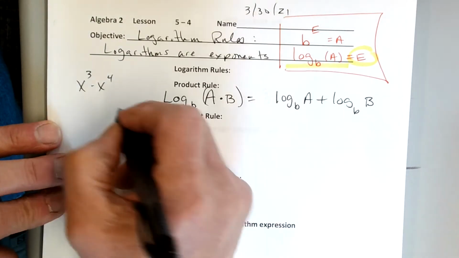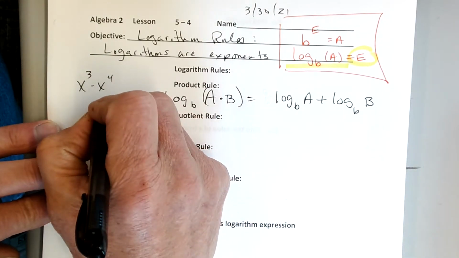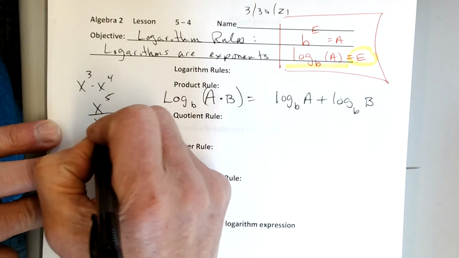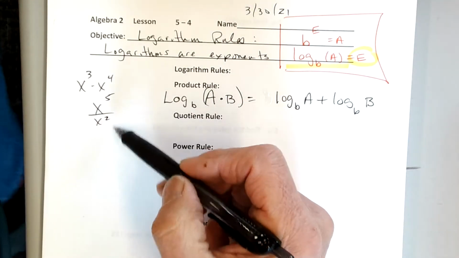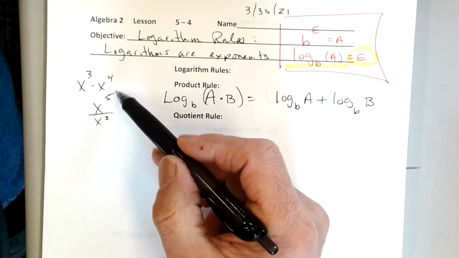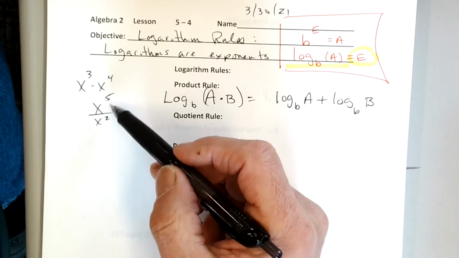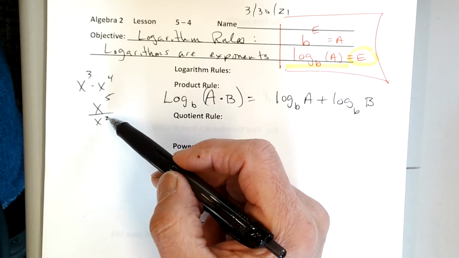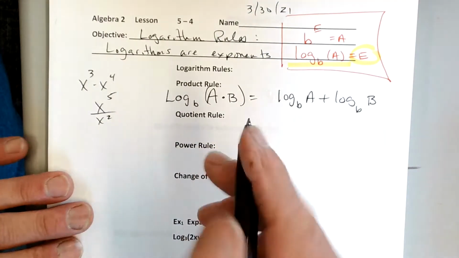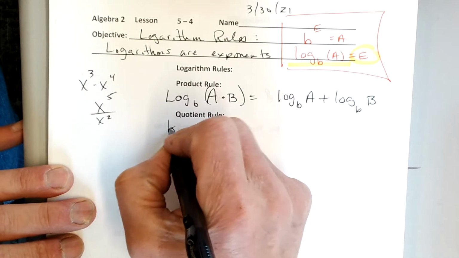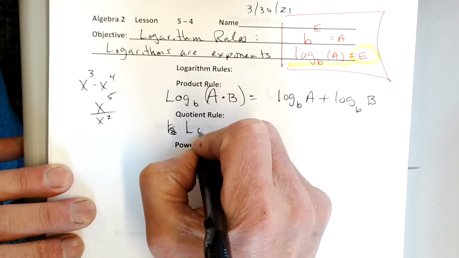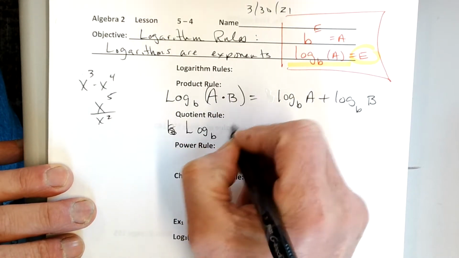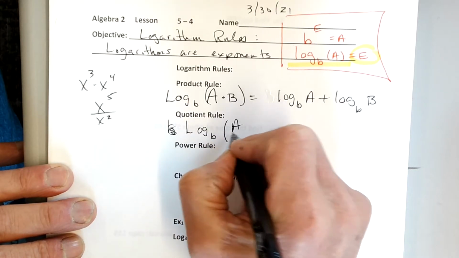Quotient rule, same thing. So if I have x to the fifth divided by x squared, how would you simplify this? What would you do to the exponents? You'd subtract them, wouldn't you? You'd make it x to the third, you subtract them. So the quotient rule is the same way. So if I have log base b of a divided by b.